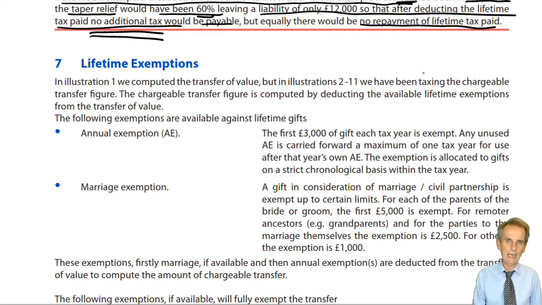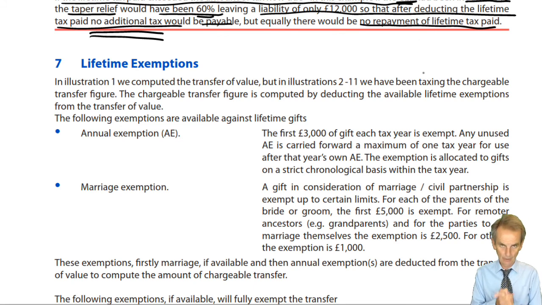What we need to understand is that you might have to work that figure for yourself. You already know how to compute a transfer of value, the diminution in the value of the estate of the donor. If there's no lifetime exemptions to apply, then the transfer of value is the same as the chargeable transfer. But if any of those lifetime exemptions are available, that will reduce the transfer of value down to a lower figure of chargeable transfer.